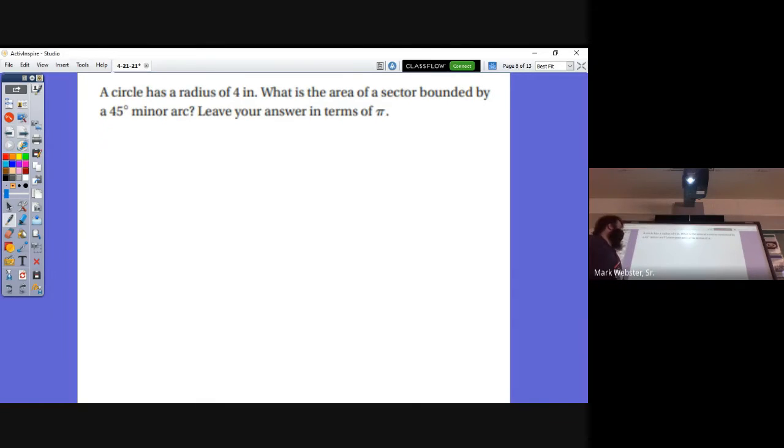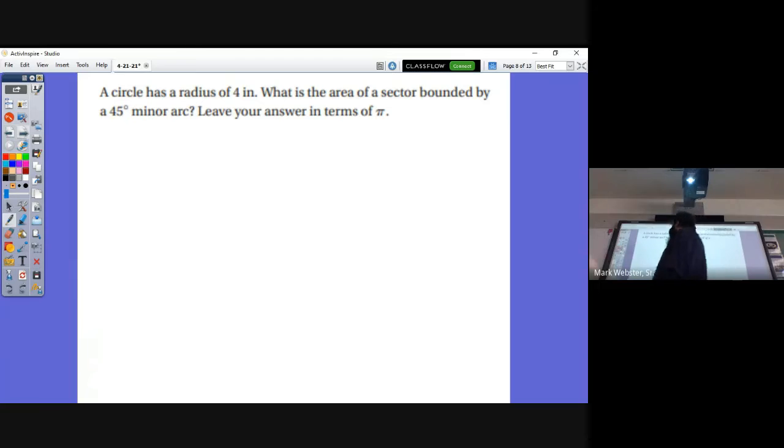So the circle has a radius of 4 inches. We want to know what the area of the sector is, bounded by a 45-degree minor arc. Leave your answer in terms of pi. So this direction, leave your answer in terms of pi, is the null direction. If you are not told anything about how to leave it, leave your answer in terms of pi, just like we've been doing, number pi. Unless they specifically tell you, hey, this needs to be rounded to whatever. Don't do no rounding. Leave it in terms of pi.